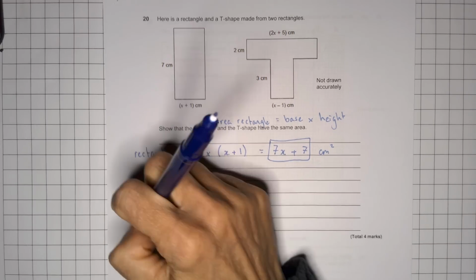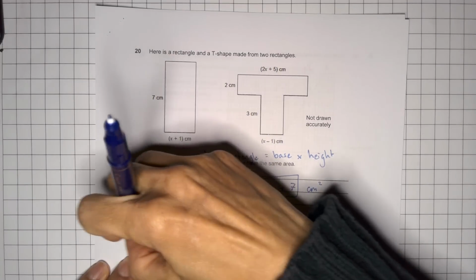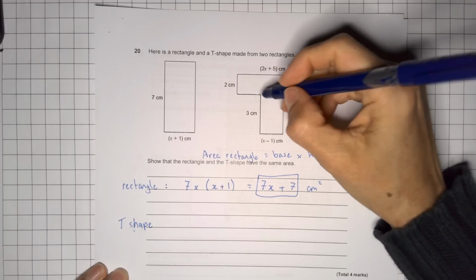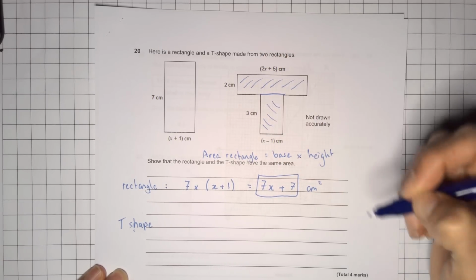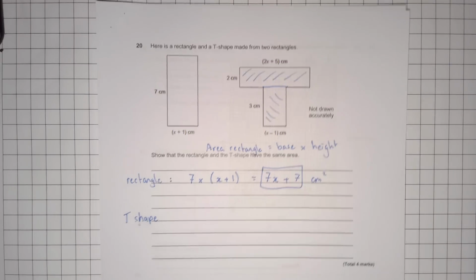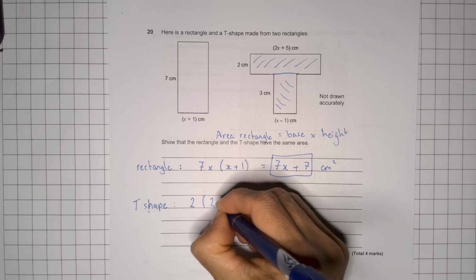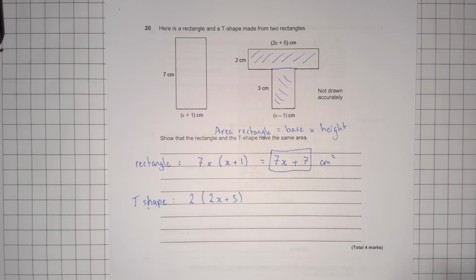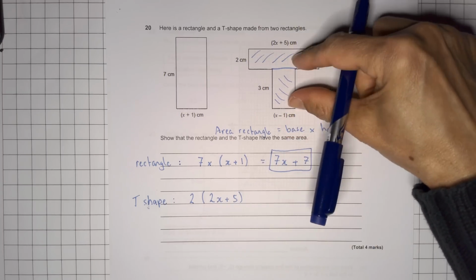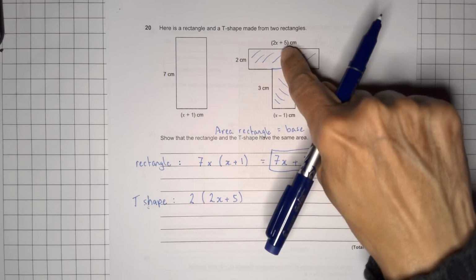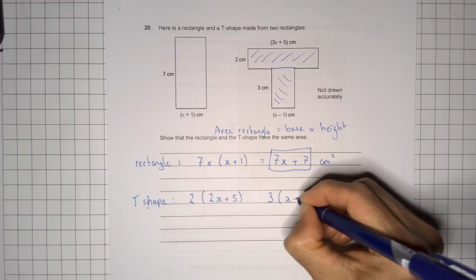The T shape is made up of rectangles. How do you know that? Well, hopefully you can see it. Here we have one rectangle, and here we have another rectangle. So if we work out the area of the top one, we're going to have 2 lots of 2x plus 5. Notice I've stopped writing the times because it can get a bit messy. But to make this shape, they've stuck them together, haven't they? So this is for that top one. I'm going to work out the area for that one, which is going to be 3 times x minus 1.